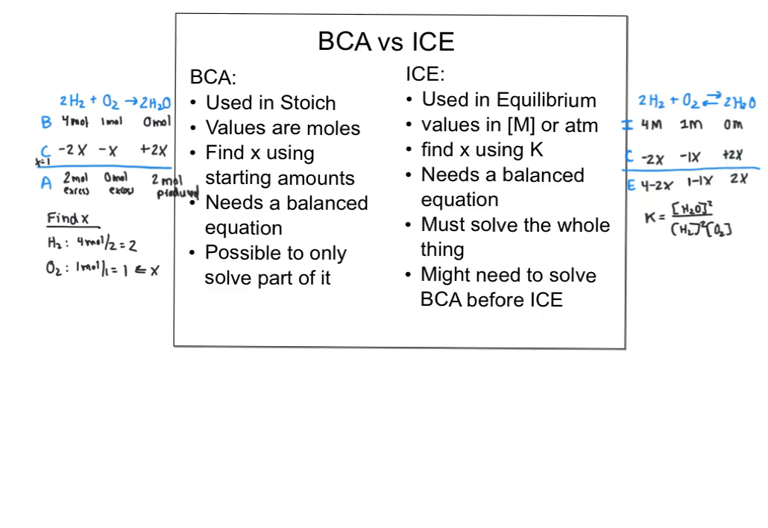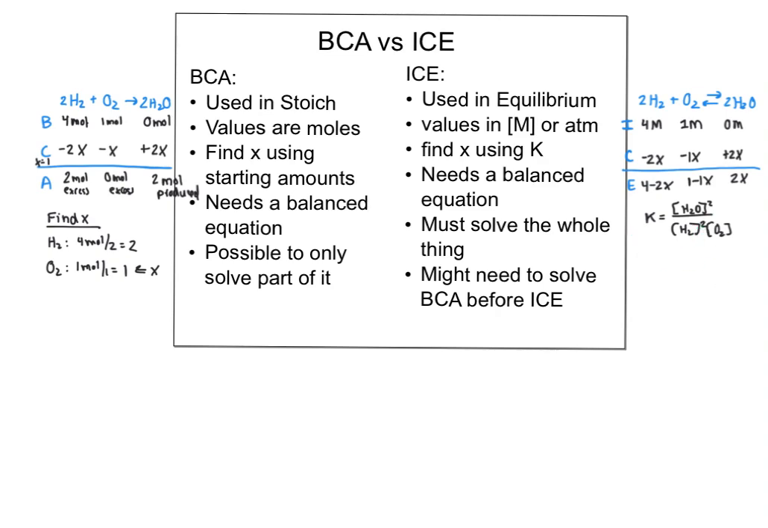So 4 minus 2x, 1 minus 1x, and then 0 plus 2x is 2x. And so I can plug in the equilibrium amounts. So 2x squared here, so 2x, and then squared because of this. 4 minus 2x, and then that's squared here, and then 1 minus 1x here. And if the K value is provided, then I can solve for x.